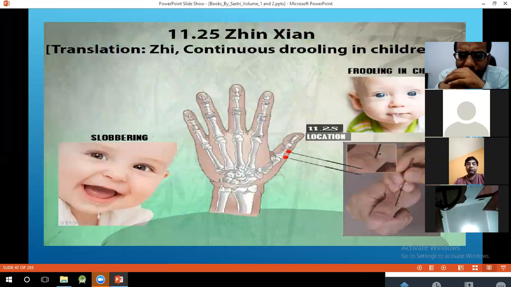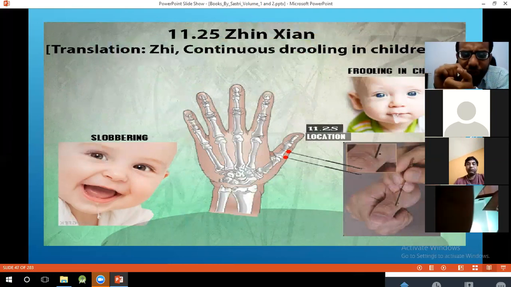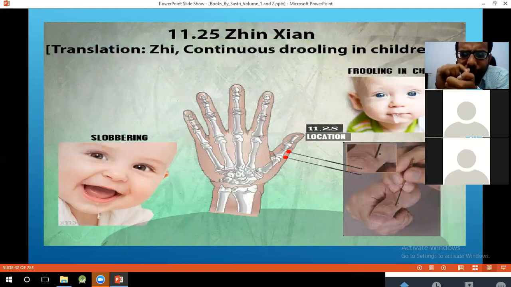It's 11.25. You see these children having drooling from the mouth. For this, you just need to put some laser paint on 11.25. If you put laser paint, you get good results.